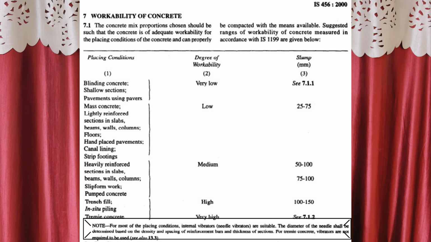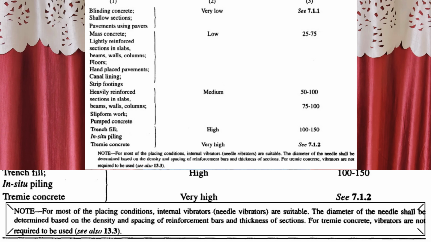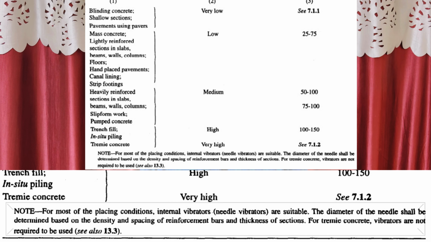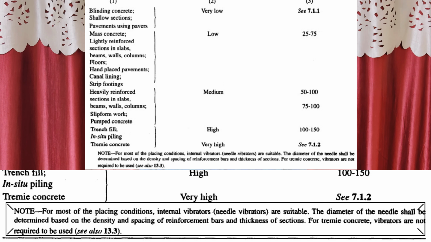It is very common that we use super plasticizer in our concrete mix to reduce water and increase the slump. So why does IS 456 mention very low slump for reinforced concrete and pumped concrete? To clear this confusion, we will see the note below this table. For most of the placing conditions, internal vibrators are suitable. The diameter of the needle shall be determined based on the density and spacing of reinforcement bars and thickness of sections. For mass concrete, vibrators are not required to be used.